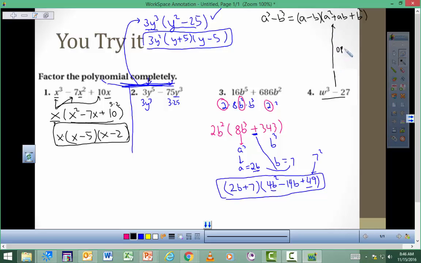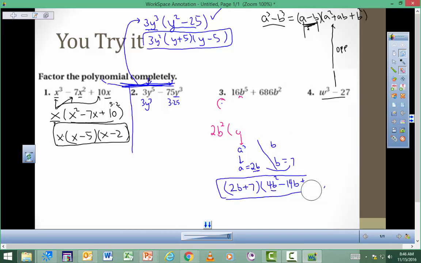Opposite. Okay, so as you can see, to get this factor right here, you have to figure out what a and b are. And again, on the left side, you don't have a and b, you have a cubed minus b cubed. So the trick is to figure out what a and b are.